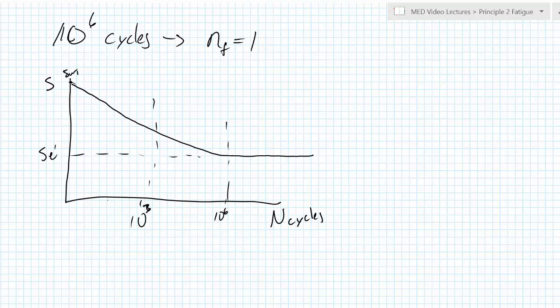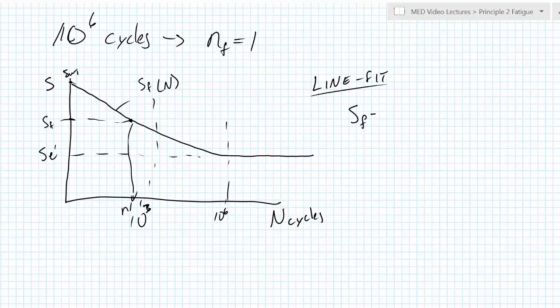Because if we know that we are at some stress value, then we can say that it should get us some N number of cycles if we are at this level of fatigue strength. So this line, recall, is the fatigue strength of the part, and the fatigue strength is a function of the number of cycles that we want this thing to last. So we have a line fit for this log curve, and this line fit basically looks like this: the fatigue strength, S_F, is A times N, the number of cycles, raised to the B.